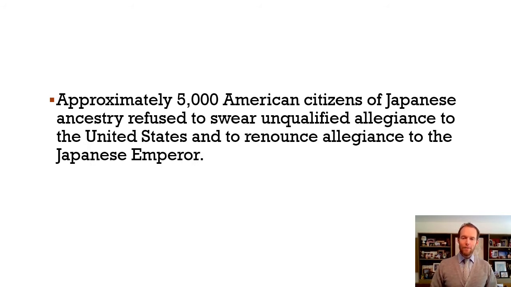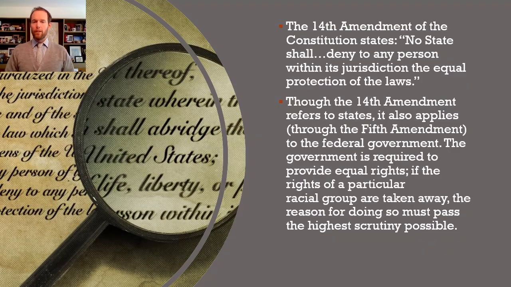Approximately 5,000 American citizens of Japanese ancestry refused to swear unqualified allegiance, refused to pledge allegiance to the United States, and they also refused to renounce their allegiance to the Japanese emperor. Ooh, this is a big one. Okay, so the 14th Amendment of the Constitution states that no state shall deny to any person within its jurisdiction the equal protection of the law. That means everybody should have equal protection of the law.